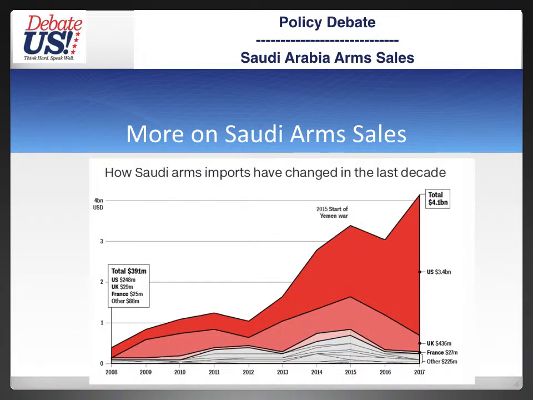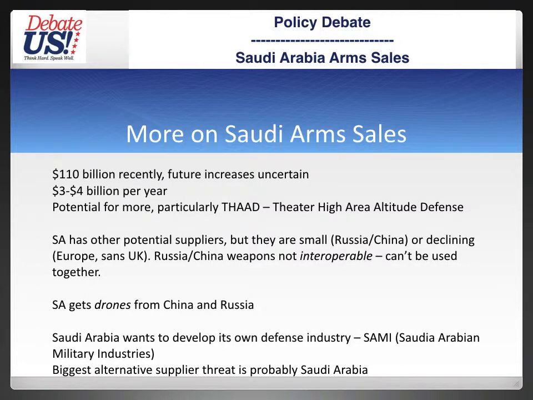In terms of a little bit more about the arms sales, you can see how Saudi Arabia's arms imports have dramatically increased over the last decade. And there are currently a lot of arms sales. The exact amount of the arms sales, there's a little bit of a debate about because Trump came out and said, look, we can't cut arms sales to Saudi Arabia.